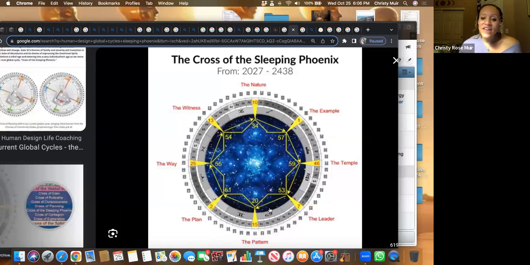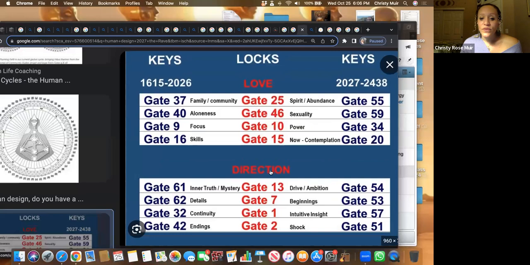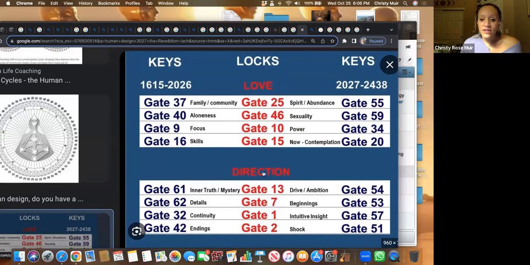These gates that are around the outside are also known in the Global Consciousness Program as locks. So we have the locks here. These are the gates of the G center that were around that mandala we were just looking at. And then we have the keys. We have the keys that have been in those locks, the energies determining the nature of those locks, how it's being expressed from 1615 to 2026.